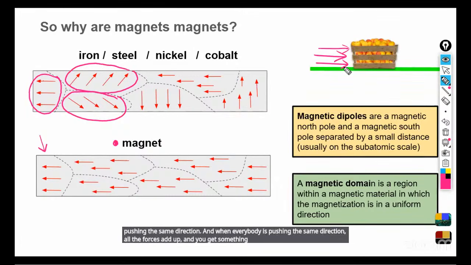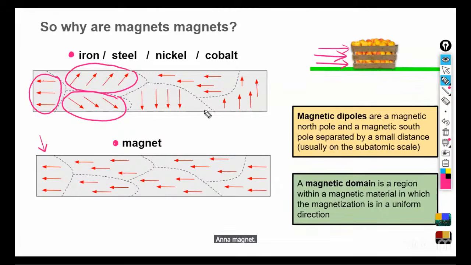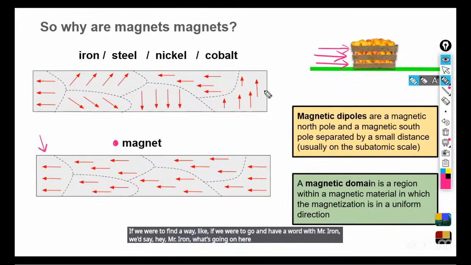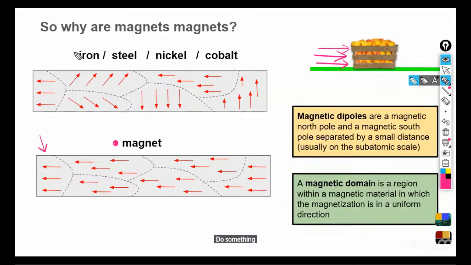And when everybody is pushing the same direction, all the forces add up and you get something strong. So the only difference between a piece of iron and a magnet is that the dipoles are facing in the same direction, which is amazing. Which means if we were to go and have a word with Mr. Iron, we say, hey, Mr. Iron, what's going on here? All your dipoles face in different directions. What kind of madness is this? You have no control over your dipoles. Do something here. If the iron were to say, all right, fellas, everybody, face the same direction.